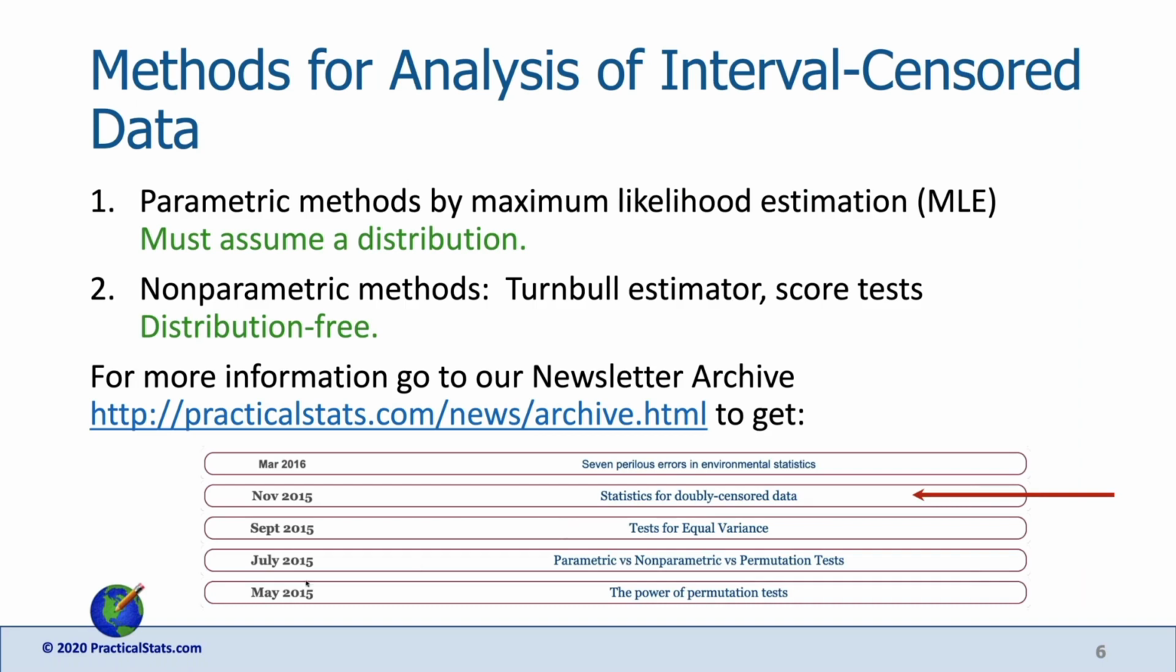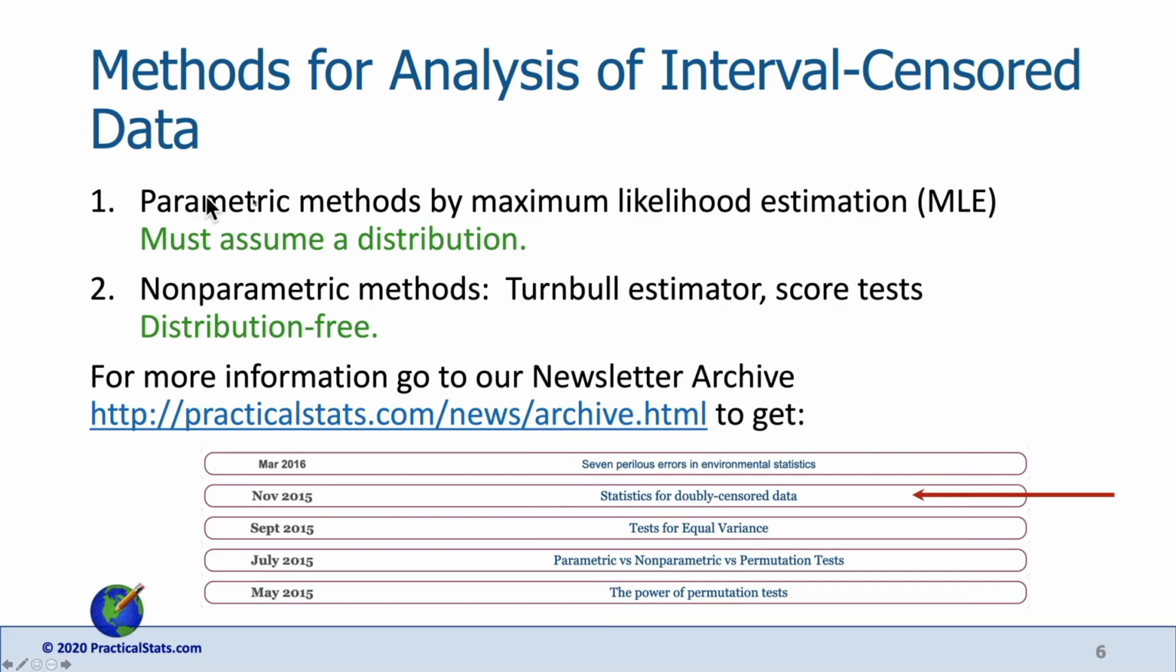Down here, I'm just giving you a little clip from the web page that says that in November 2015 there is a PDF file for statistics for doubly censored data. Again, doubly censored is having data that are both below a threshold and above a threshold in the same data set. So I do give you some more detail there, and you can download that directly off of your control panel. If you like to, you can go to the news archive and get that.